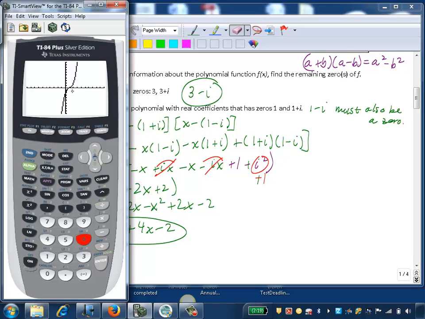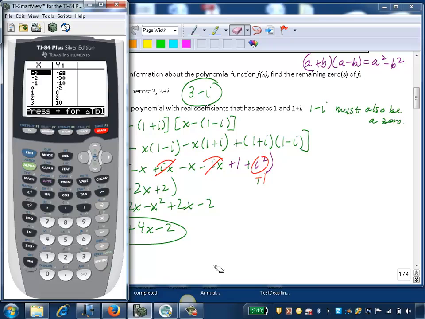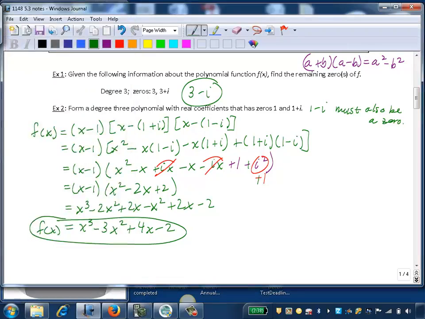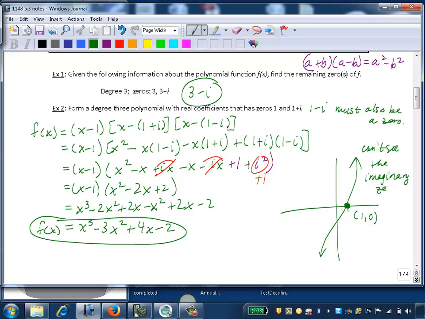And if we look at that, it certainly looks like it's an x value of 1. We could look at the table. And we do see 1, 0, so that verifies our zero. So if you guys want to make a little sketch in your notes, we've got a zero here at 1, 0, and just get that approximate shape. So you can just note here, you can't see the imaginary zeros.